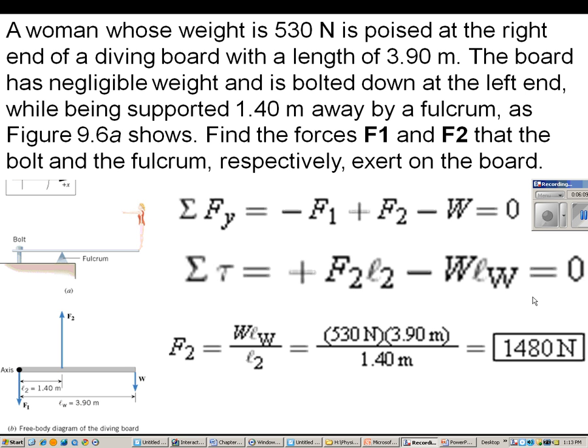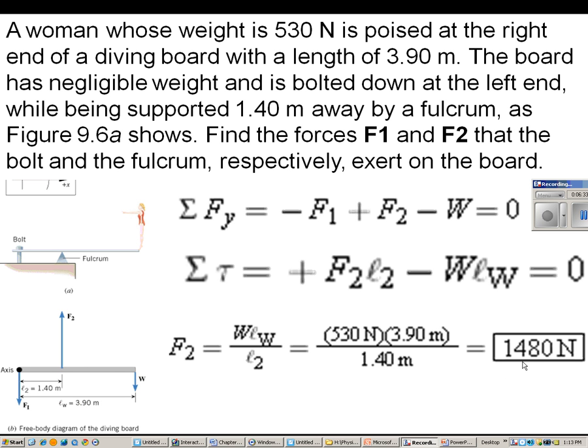If we solve this second equation for F2, plug in our numbers, we know the weight of the person is 530 newtons. We know the lever arm distance here is 3.9 meters. And we know the lever arm distance down here is 1.4 meters. Gives us a force of 1,480 newtons is our F2 force.